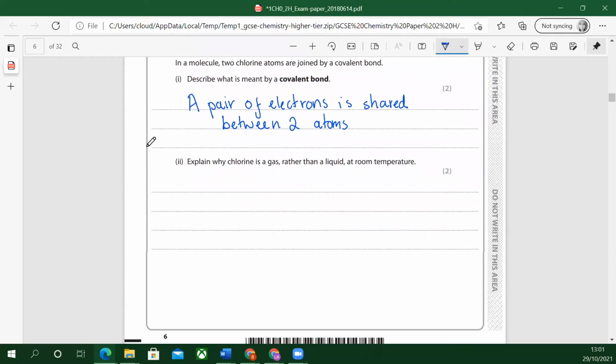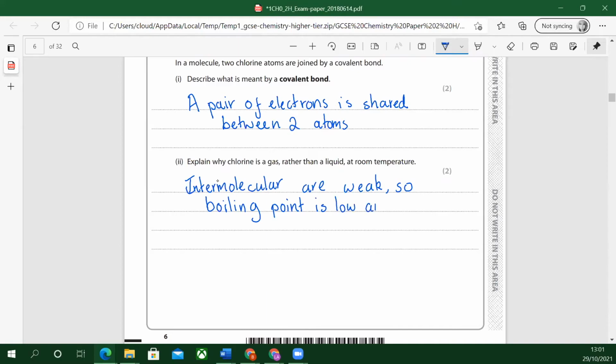Number 2, explain why chlorine is a gas rather than a liquid at room temperature. Okay, so this is to do with the intermolecular forces, the forces between molecules, which are weak. That gives you 1 mark. So the boiling point is low and below room temperature. So it's already boiled. That gives you the 2 marks there.